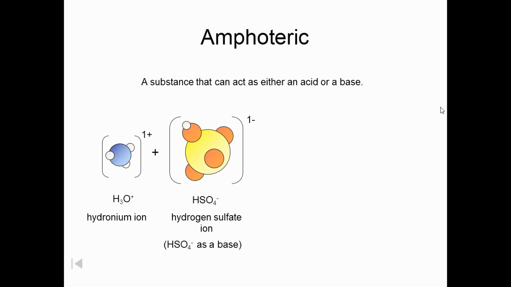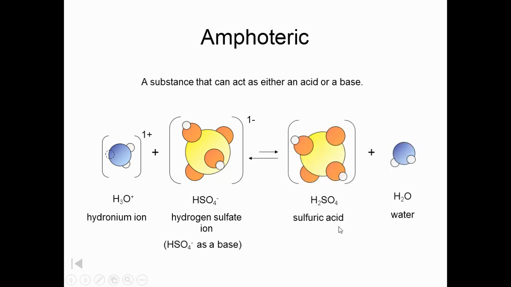So we can look at this reaction occur. We have the hydronium ion. It's going to donate a proton. So there it goes. It donates a proton to the hydrogen sulfate ion. And what you're left with is the sulfuric acid and water.